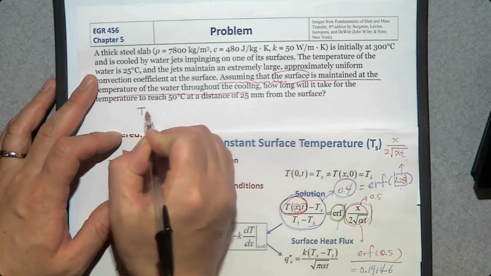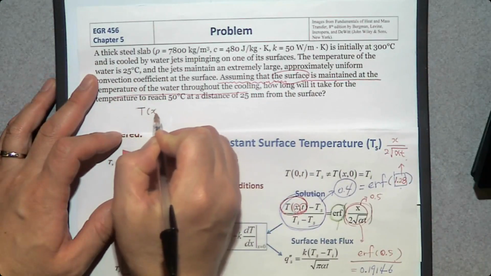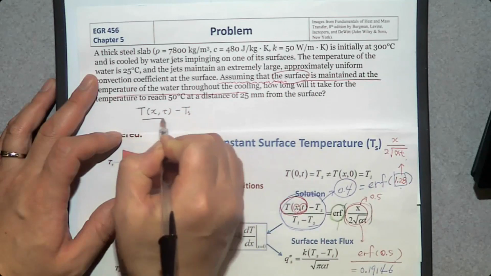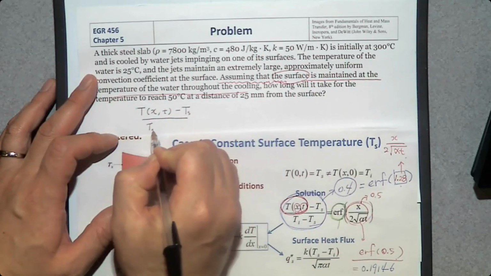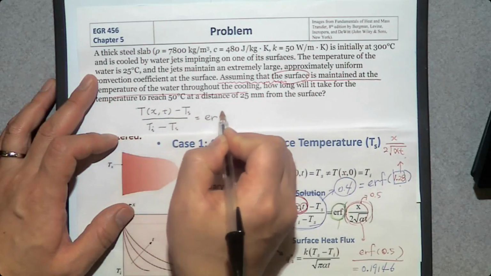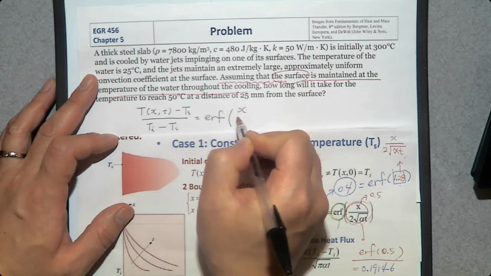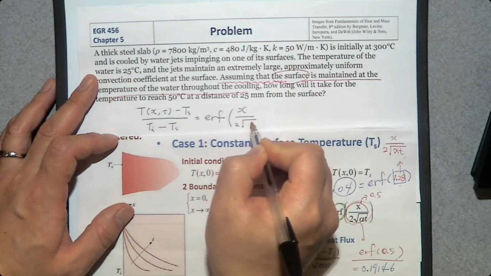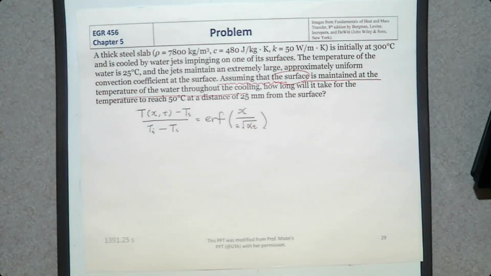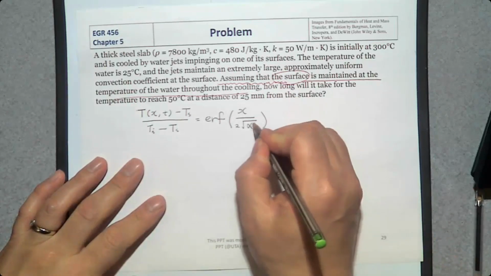T at position x and time t minus the surface temperature, divided by the initial temperature of the solid minus the surface temperature, is going to be error function of x over 2 times square root of alpha t. So that is the governing equation. Then we want to know how long will it take. So we want to determine this time t.